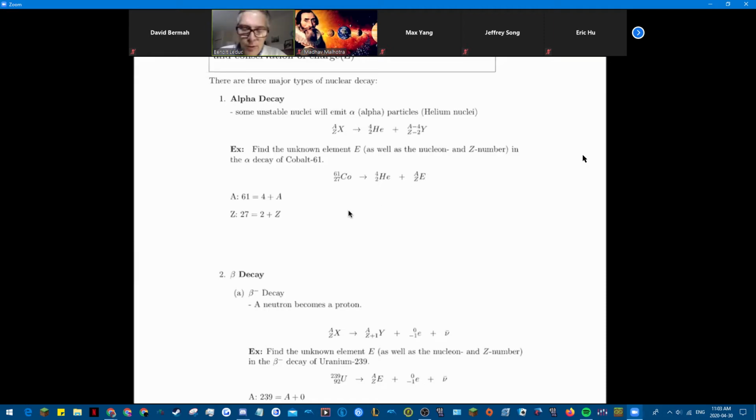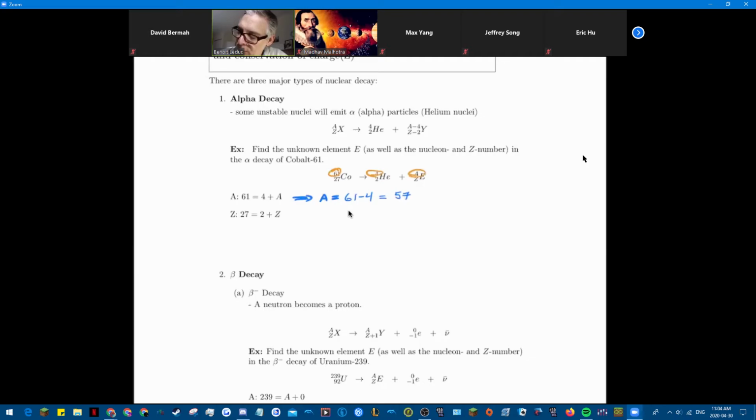Well, the A number is conserved. How much do you have on this side? You have 61. How much do you have on the other side? You have 4 plus the unknown A, right? So by conservation of nucleon number, you can figure out what A is. A is 61 minus 4. That will give you 57.